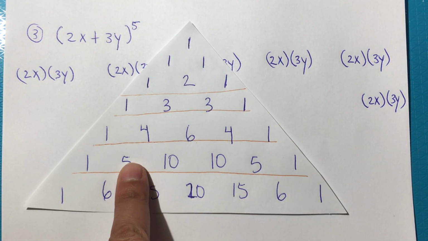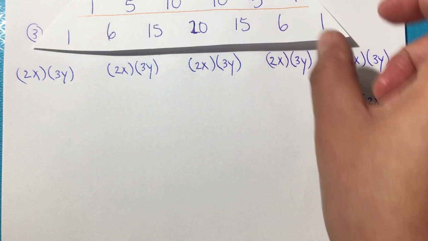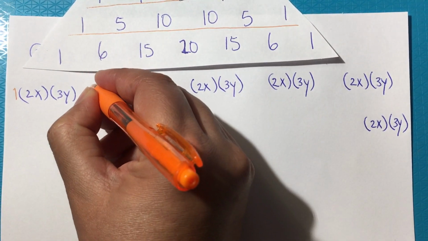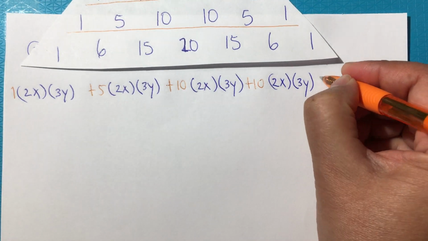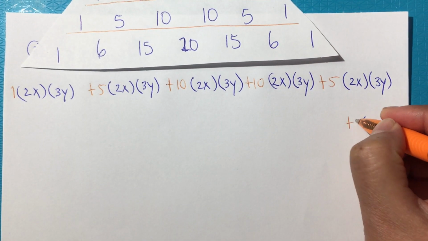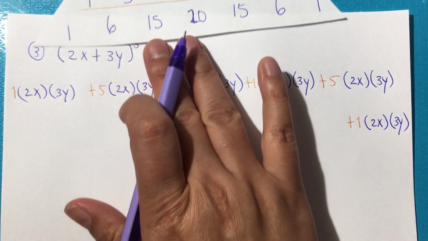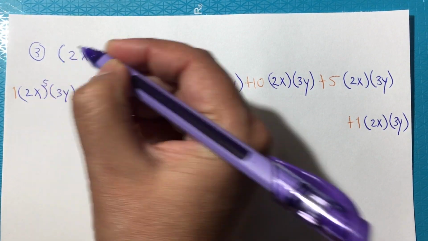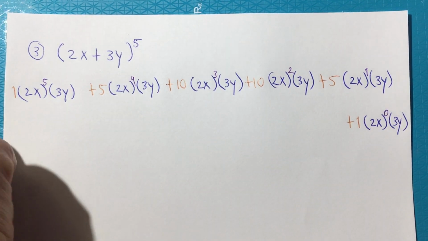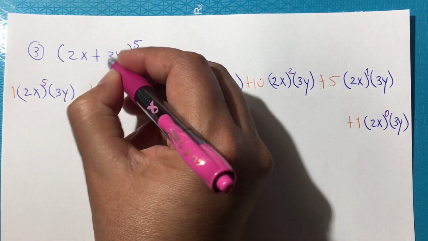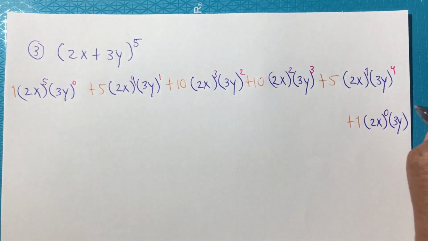Where is the 5? It's right there. So we'll use this row for the coefficients. There you go. So a 1 in here, plus 5, plus 10, plus 10, plus 5, plus 1. For the exponents, the exponent is a 5, so we start 5, 4, 3, 2, 1, 0. And for the second term in here it's 0, 1, 2, 3, 4, 5.